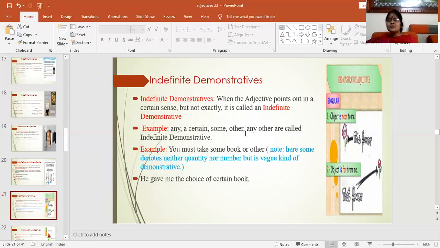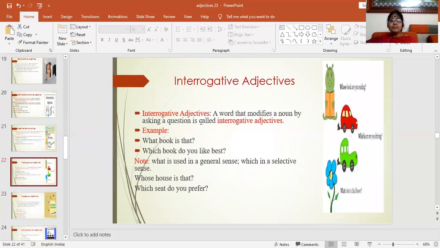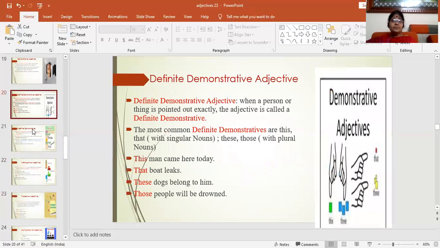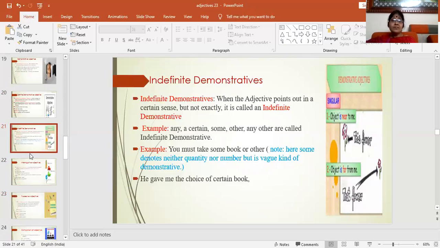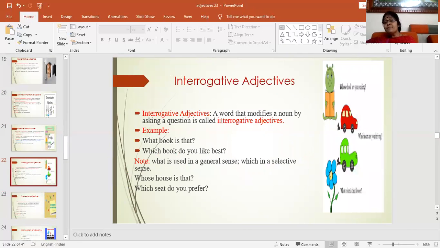He gave me the choice of a certain book. He did not say this book or that book. He only said a certain book, right? In this way, it is called an indefinite demonstrative. So we have definite demonstrative, indefinite demonstrative, and then we come to interrogative adjectives.